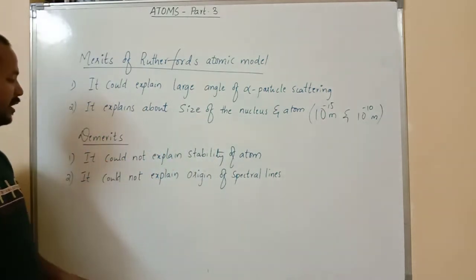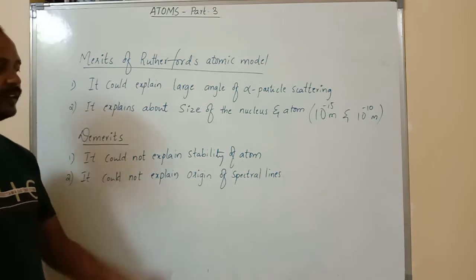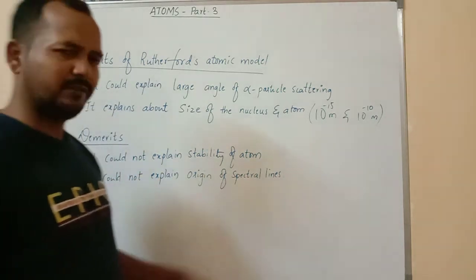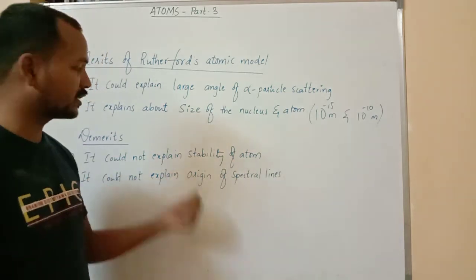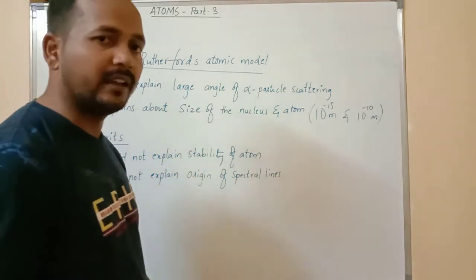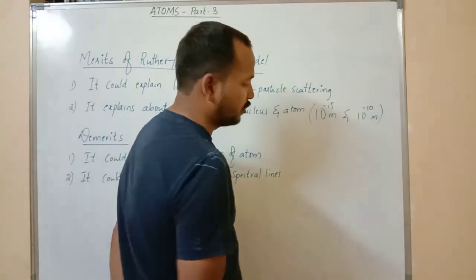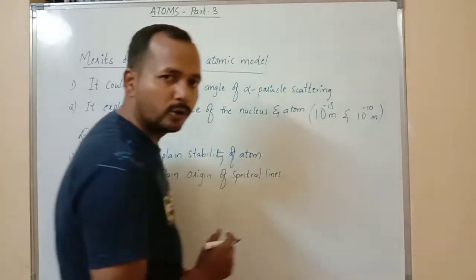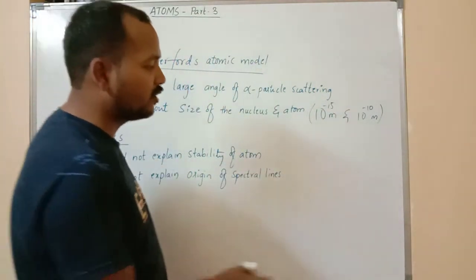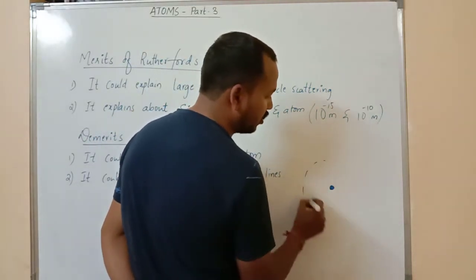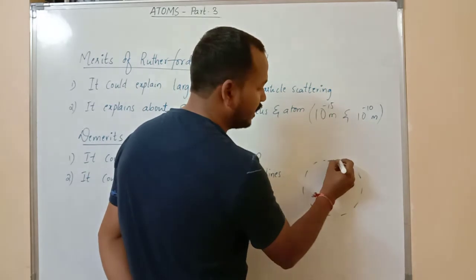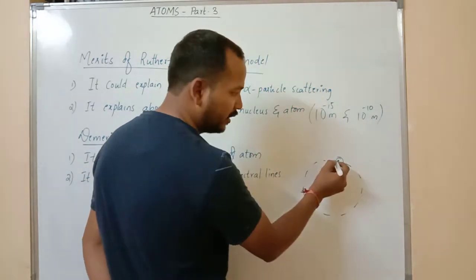Demerits. The demerits are, it could not explain the stability of the atom. But we used the equation for a stable orbit, right? But here it could not explain the stability of the atom properly. Why? We have some explanation for that. According to Rutherford, whenever the electron revolves around the nucleus, see here, this is the nucleus and this is the orbit, correct? And the electron is revolving in the orbit.